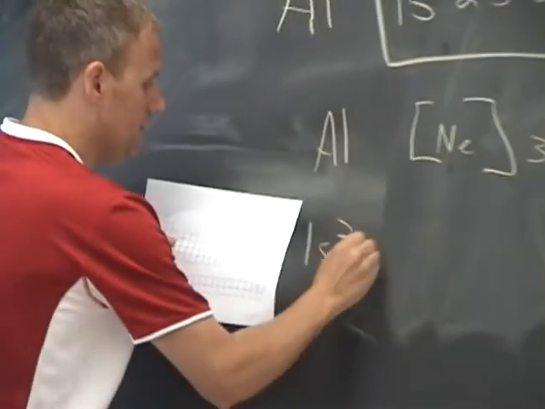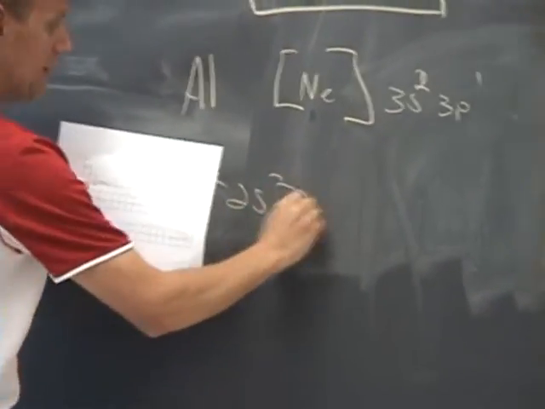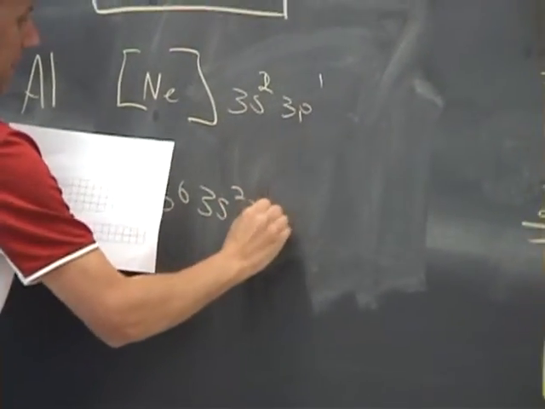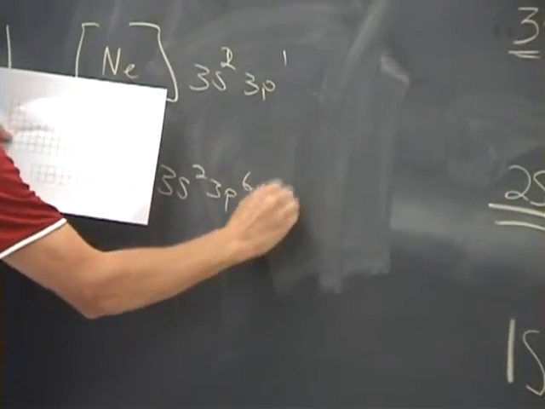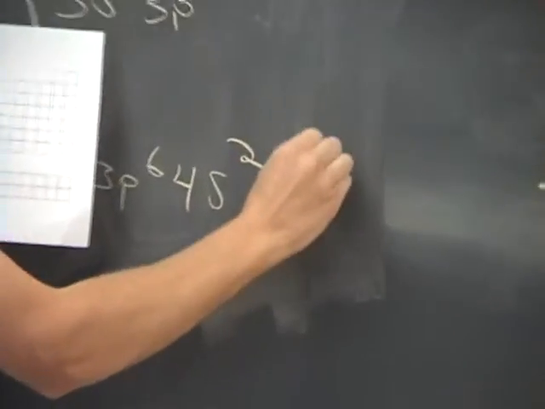It would be 1s2, 2s2, I've gone through here, I go through the 2p subshell, 2p6, 3s2, 3p6, I come back to the left, I go through the 4s subshell, 4s2, and then finally I get to it where 3d2.